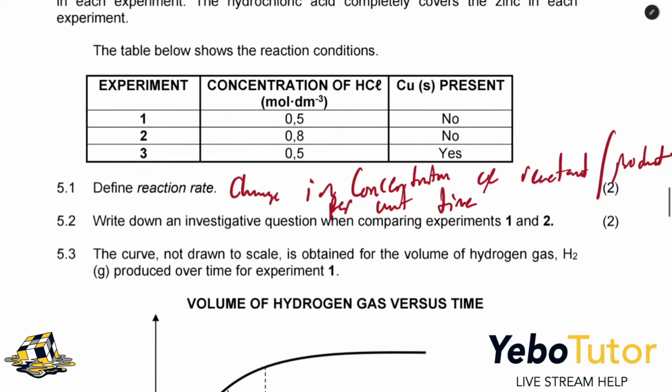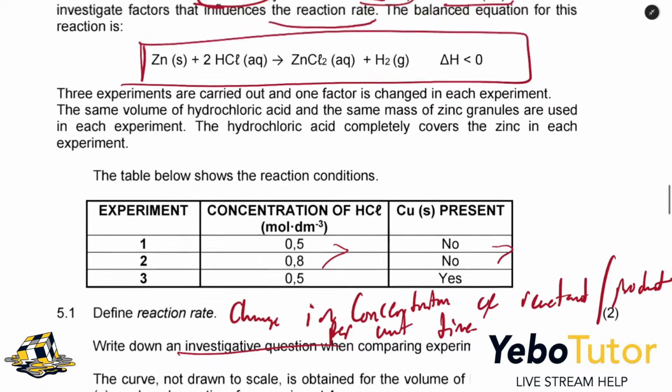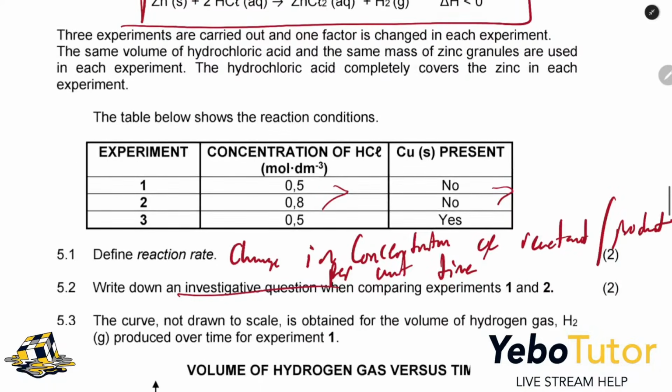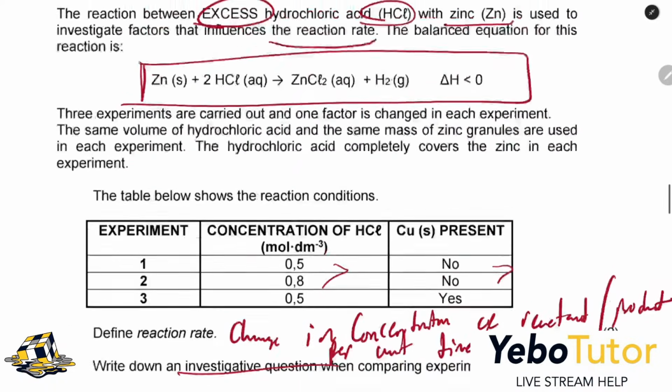Write down an investigative question when comparing experiments 1 and 2. We can see that in both of these Cu is not present, but the difference is in the concentration. What can be the investigative question which we can create based on what we have here? Maybe we can say, what is the effect of the increase or decrease or change of concentration on the reaction rate? That can be because we are looking at this, and this is what we are told to do when we are looking at this specific investigation which we have here.